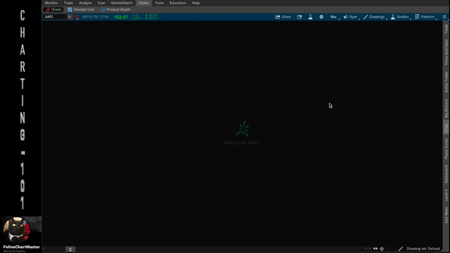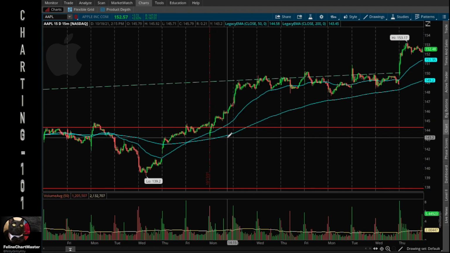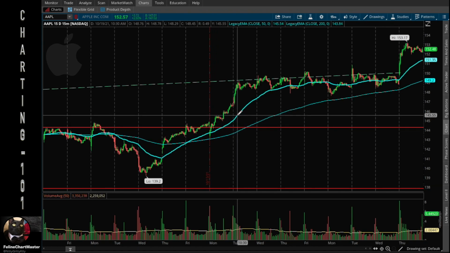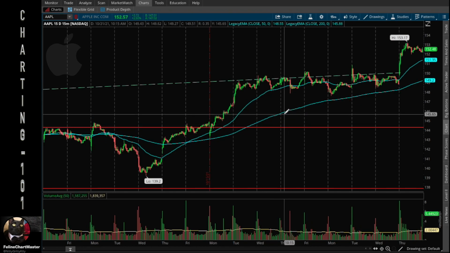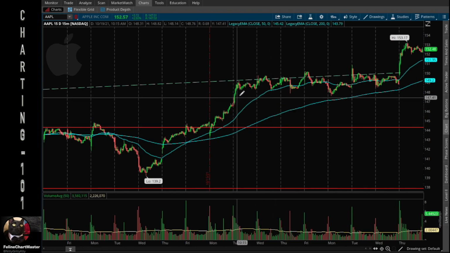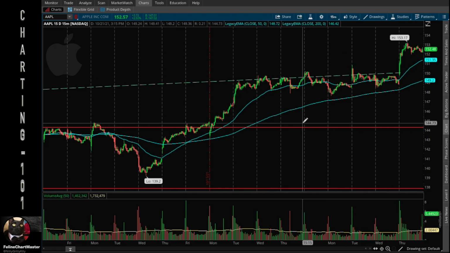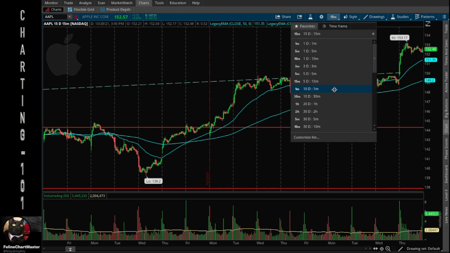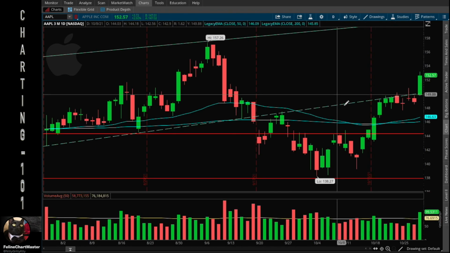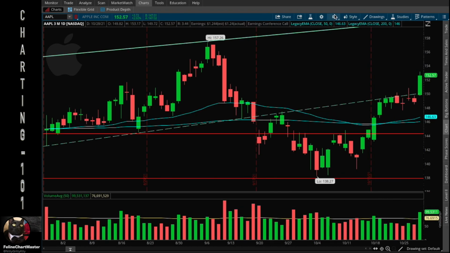If you were to go into the 15-minute chart, these are now based off of the last 50 15-minute candles, and this one would be based off of the last 200 15-minute candles. So do not think of these things as daily moving averages. They are only daily moving averages if you have them on the daily chart, okay?